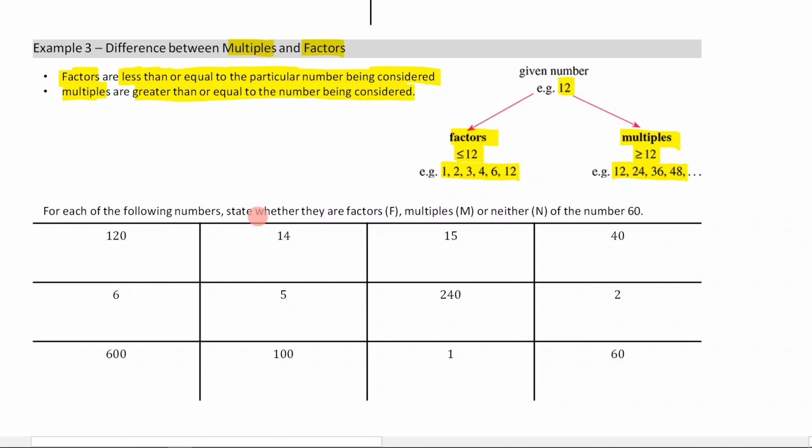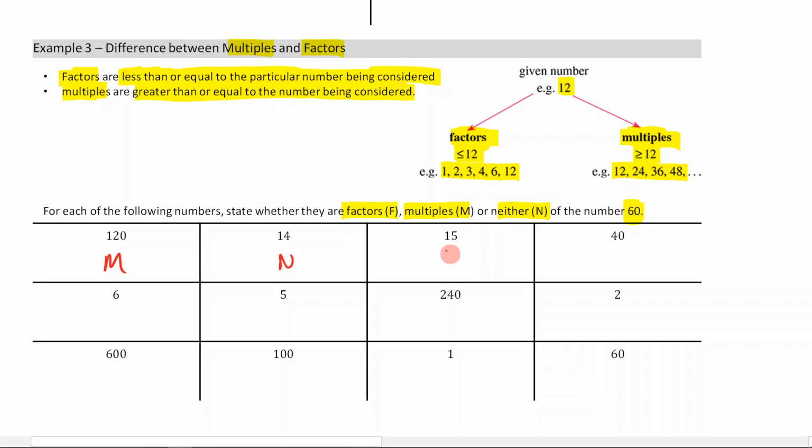For each of the following numbers, state whether they are factors, multiples, or neither for the number 60. So we know that if it's less than 60, it could be a factor, and if it's greater than 60, it could be a multiple. All right, so 120 is greater than 60, so that means it could be a multiple, and it is. 60 times 2 is 120, so this is going to be a multiple. 14, well, that's less, so it could be a factor, but it's not, because 60 divided by 14 doesn't go perfectly, so this is neither.